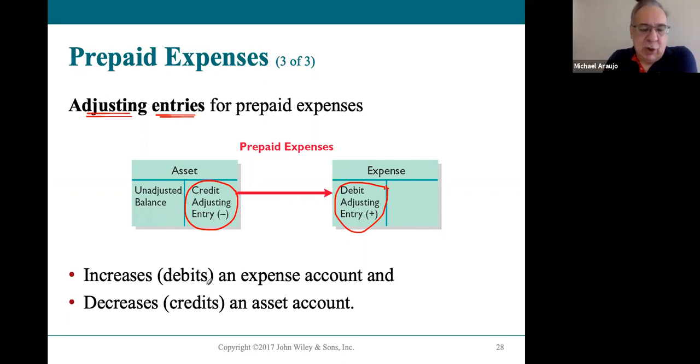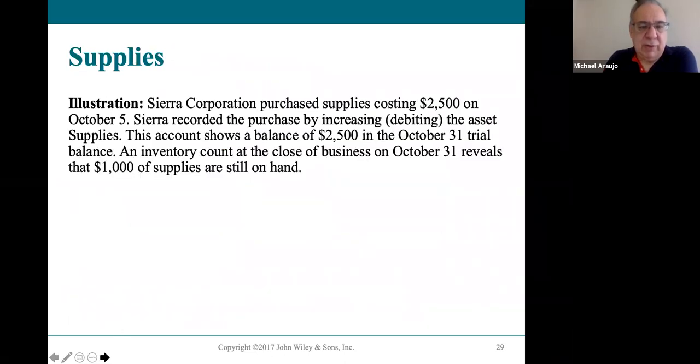So the debit to an expense account increases the expense. The credit to the asset account lowers the value of the asset on our books because we've used it. So there are 3 particular prepaid expenses that this looks at that you have to know. You have to know these. The first is supplies, which should come as no surprise for many of you.